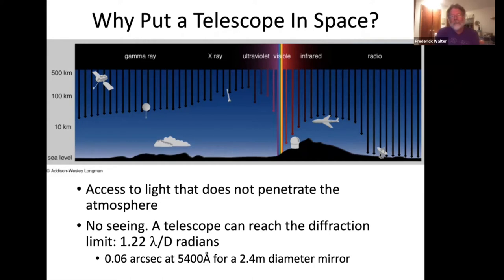And if you look in visual light and you have a 2.4 meter mirror like Hubble does, that diffraction limit is 0.06 arc seconds, 60 milli arc seconds, which is a pretty small angle. You're pretty much limited to about one arc second on the ground. You can do a little bit better, but not too much.